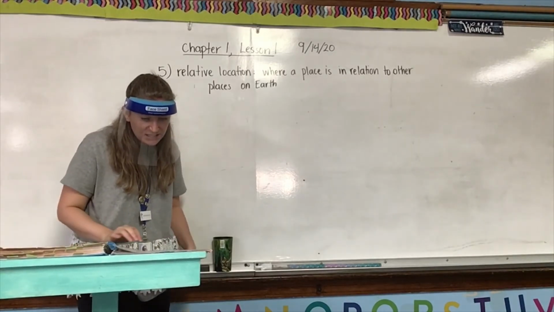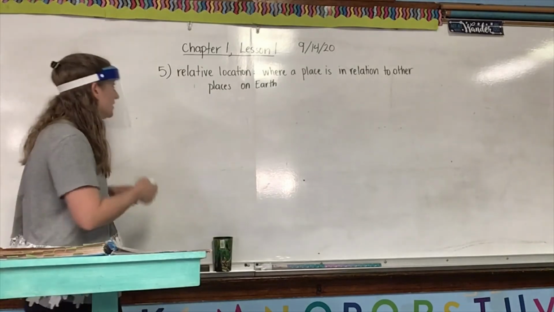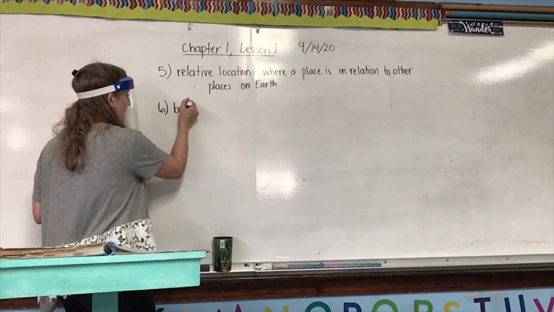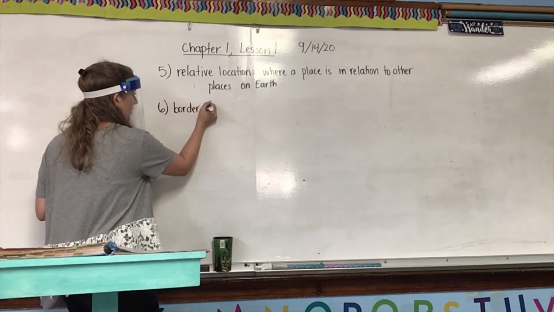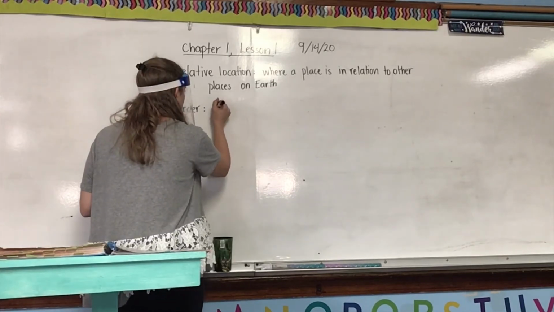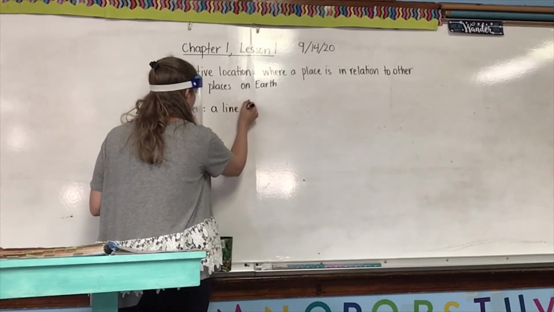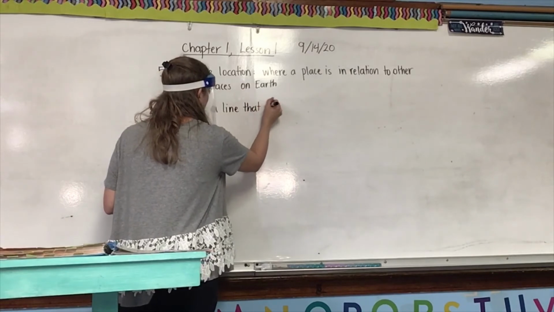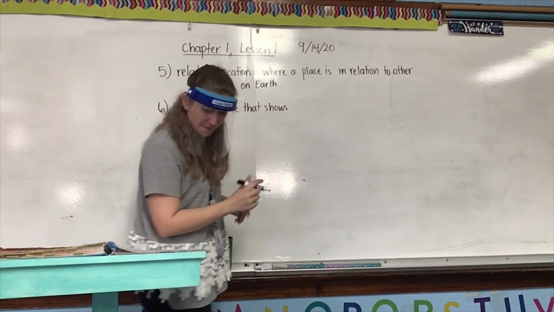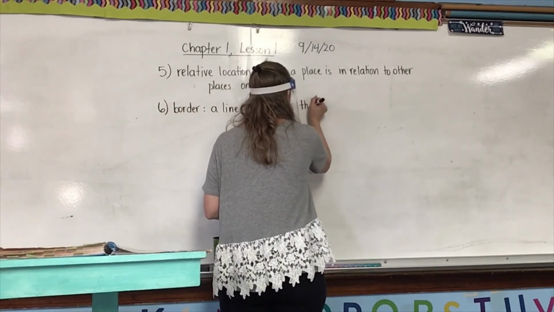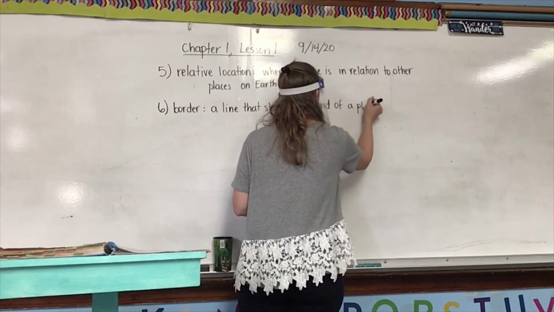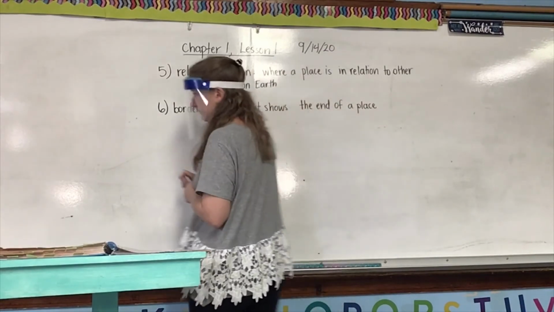A border is a line that shows the end of a place. So number 6 is border. And it is a line that shows the end of a place.